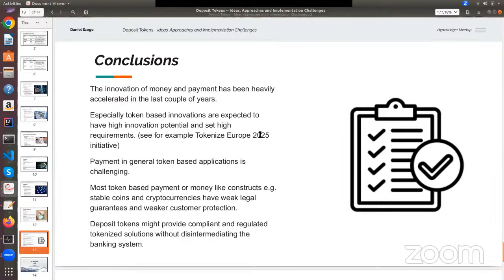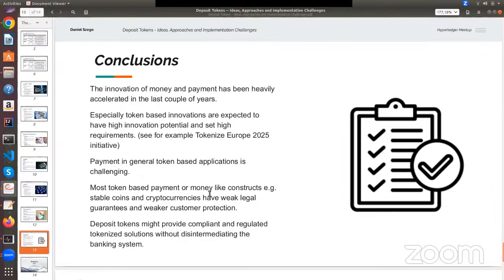On the other hand, token-based innovations are expected to have very high innovation potential. Again, there's Tokenized Europe 2025, which is an EU initiative. It's a little bit questionable if it's more marketing or if it's really meant seriously. But anyway, it's a good initiative. So supposing that most of the services will be tokenized in Europe by the end of the decade, for instance, of course, the question is which payment can be best integrated with such tokenized services? Again, payment in general with token-based applications is challenging.